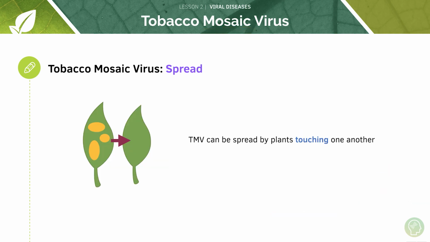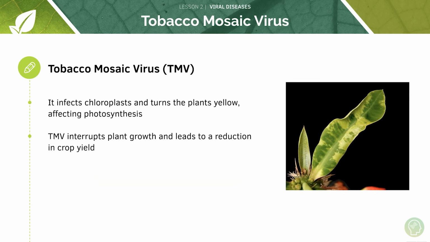So tobacco mosaic virus can be spread by plants touching one another, or even by farmers touching one infected plant and spreading it to the next. So to prevent infection, we stop plants from touching each other, so therefore remove any plants that have been infected from the vicinity of other plants, and also wash hands in between planting. And this is all to maximise your crop yields, and that's actually really important in the farming industry.